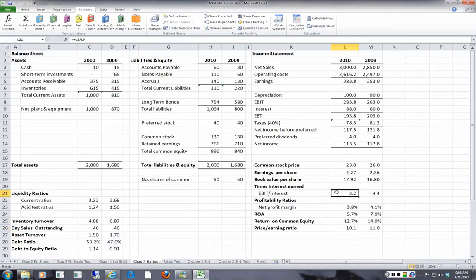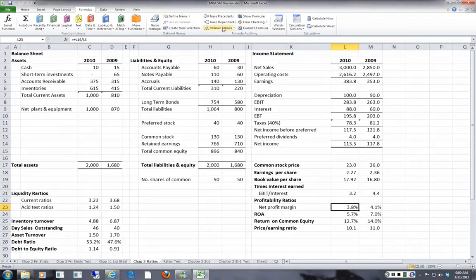Number of times interest earned. That basically takes the earnings before interest and taxes of $283.8 and divides that by the interest of $88, which says interest can be earned 3.2 times.